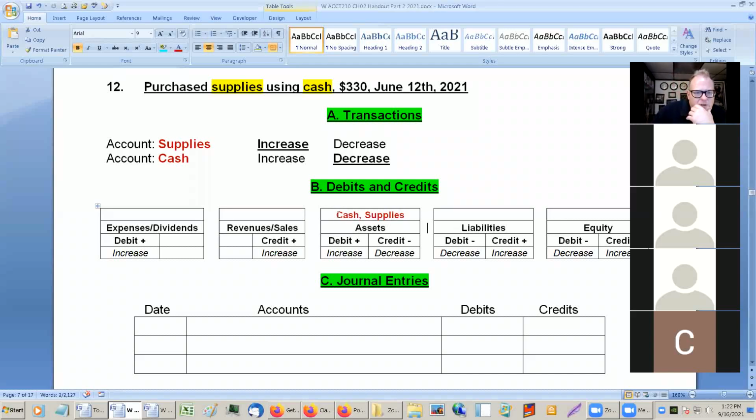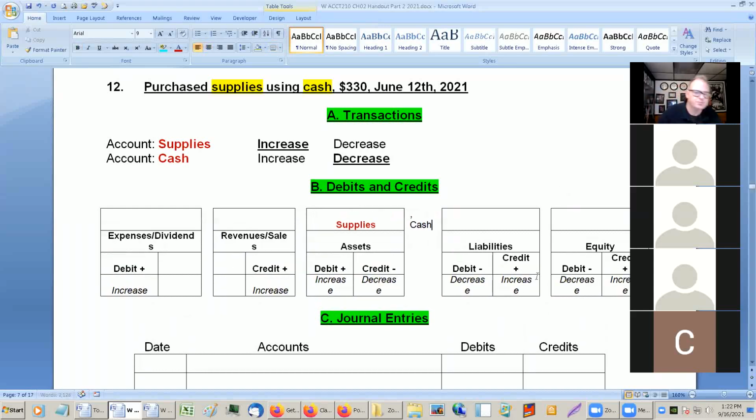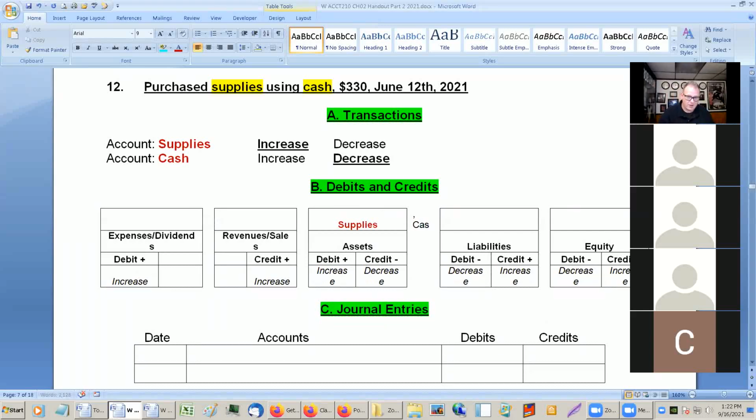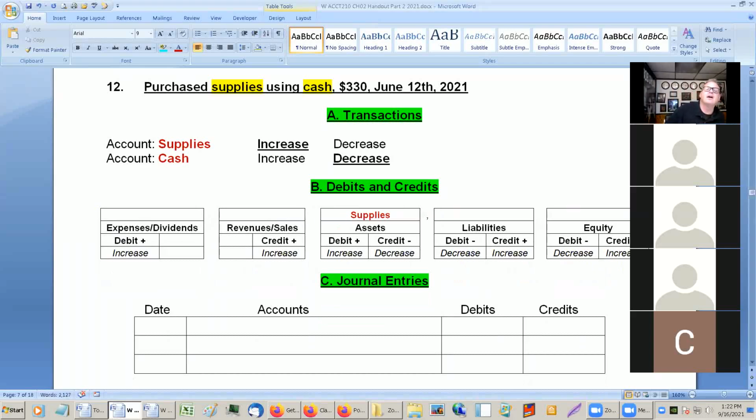All right, so actually, I'm going to put this in a different order. Supplies first, and then cash. I'm sorry. Just fun watching me learn how to use a computer. All right. There we go. So supplies are going up. So supplies are going to be the debit. June 12th.